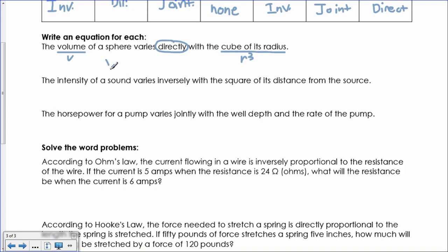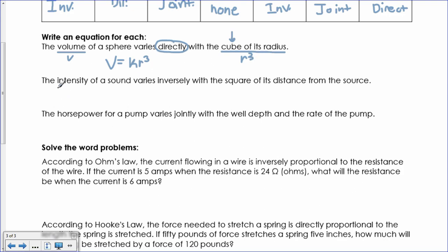So this one would be v equals k times r cubed. K is the constant of variation. It will always be k. K is constant, always looks like that. The variables that would have been x and y, you're going to swap those out for something that makes more sense. And I have the cube here simply because they added that detail. It says the cube of its radius instead of just the radius. So if they add any of those little details, make sure you are taking that into consideration when you're writing the equation.